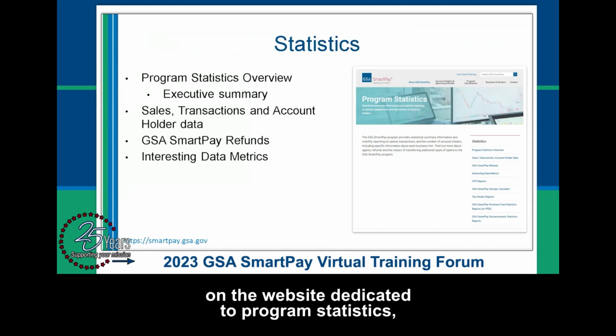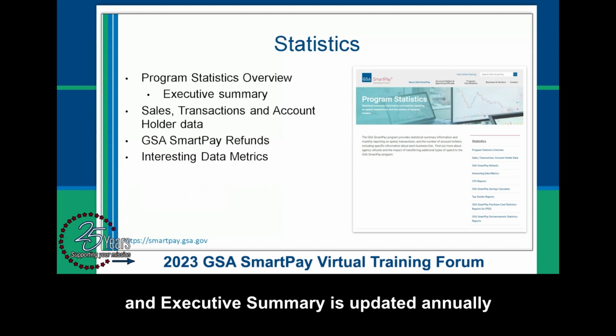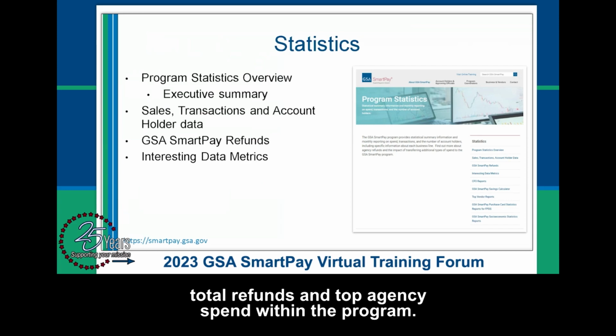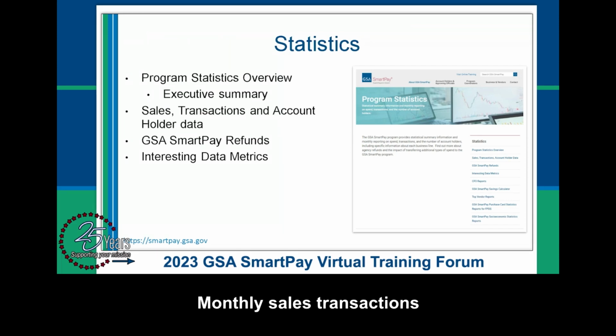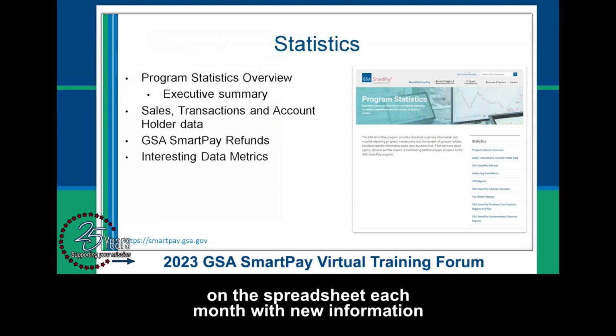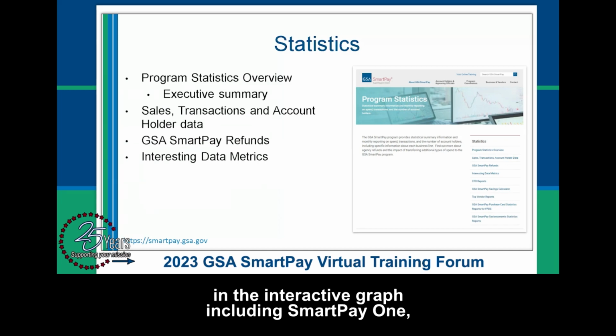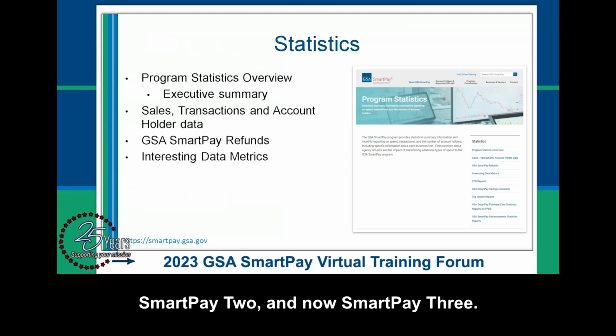There's an entire section on the website dedicated to program statistics, which contains interactive graphs and information. The program statistics overview and executive summary is updated annually and contains information such as the total spend, total refunds, and top agency spend within the program. Monthly sales, transactions, and account holder data is updated on the spreadsheet each month with new information that agencies can download and use. The GSA SmartPay Refunds program illustrates net refunds since 1997 in an interactive graph, including SmartPay 1, SmartPay 2, and now SmartPay 3.